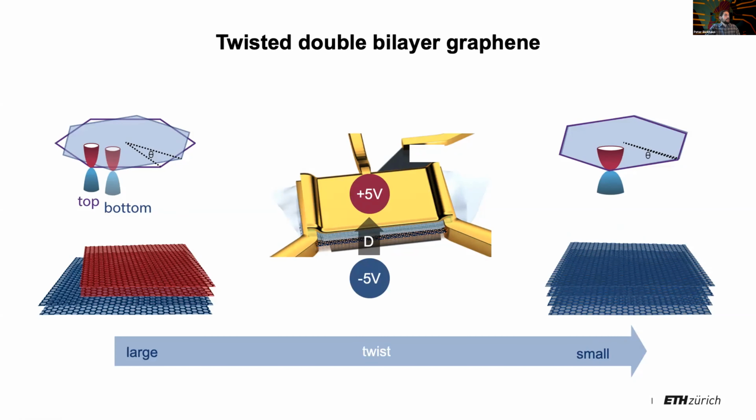Now, for the rest of the talk, we'll focus on this inner regime here, where you see that the two bands, the electron and hole band, coexist. So again, what we have here in this yellow regime is that we can put holes in the bottom and electrons in the top layer.